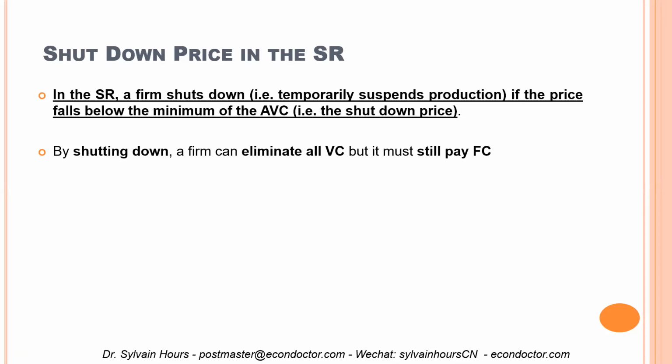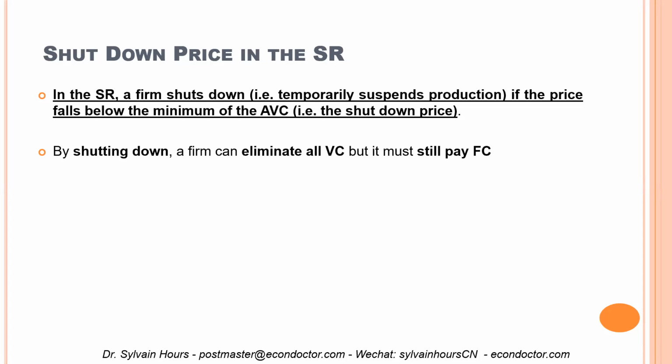Remember that in the typical model, the typical production function, you only have two factors of production, capital and labor. And in the short run, the quantity of capital is fixed, whereas the quantity of labor is variable. So in the short run, if a business decides to shut down, this business will be able to eliminate all variable costs.